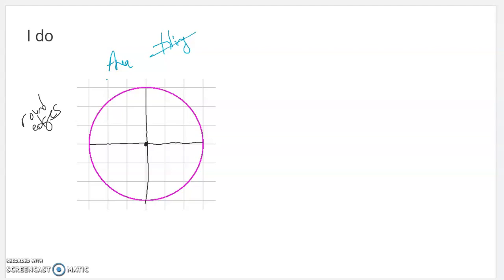Now this long line from end to end here or here, those are called diameters. A diameter is this whole line. Half of a diameter, if you just go from the center to the edge, we call that a radius. That's going to be an important word in math too. A radius is half of a diameter. And we draw it from the middle of the circle to the edge. It's called a radius.